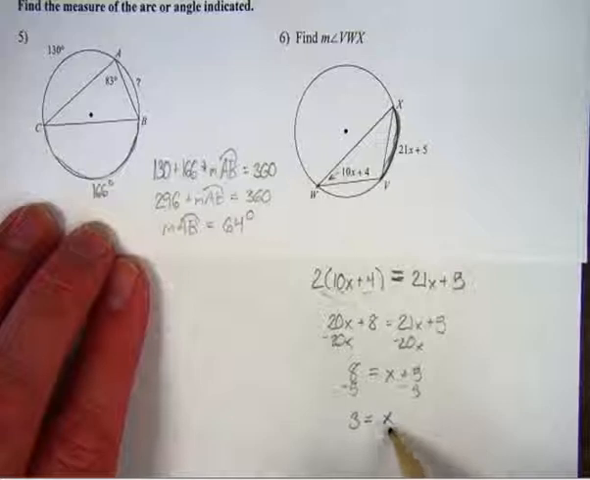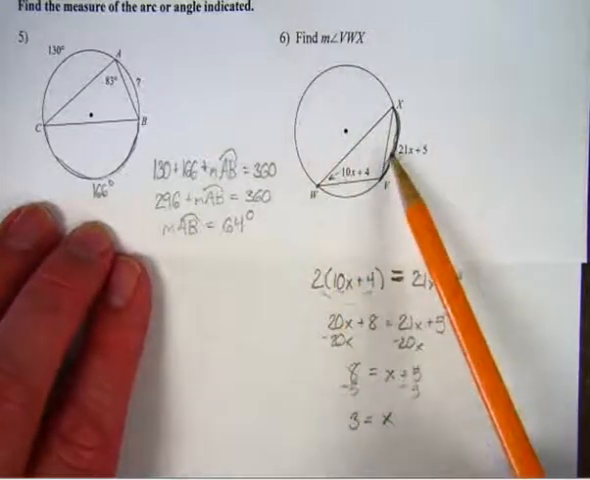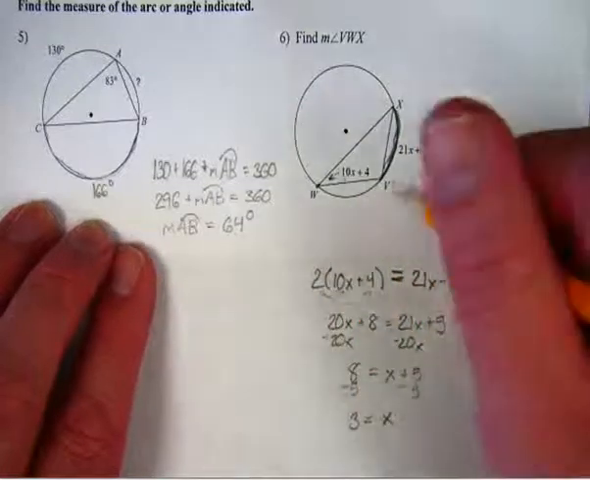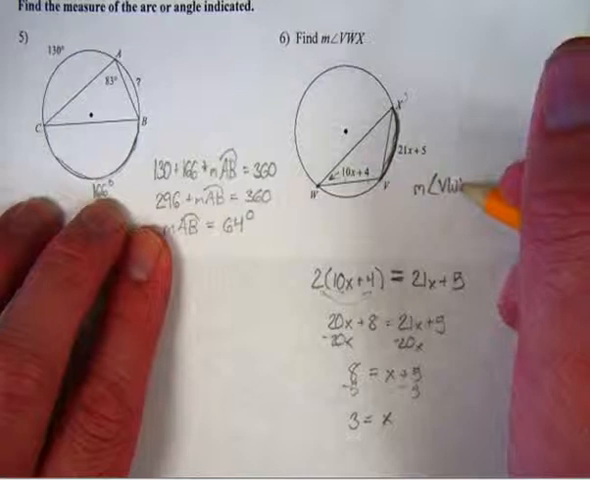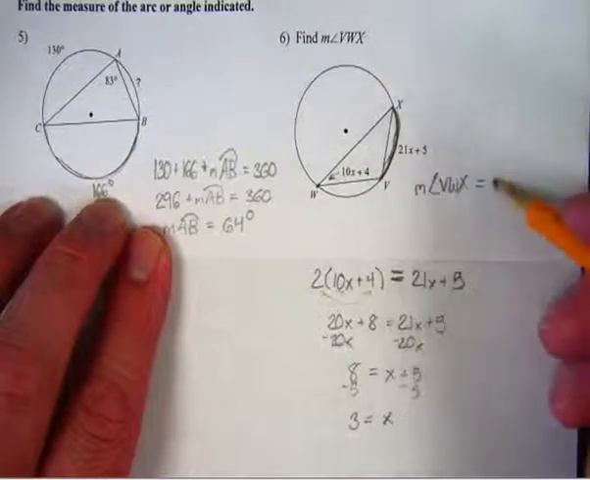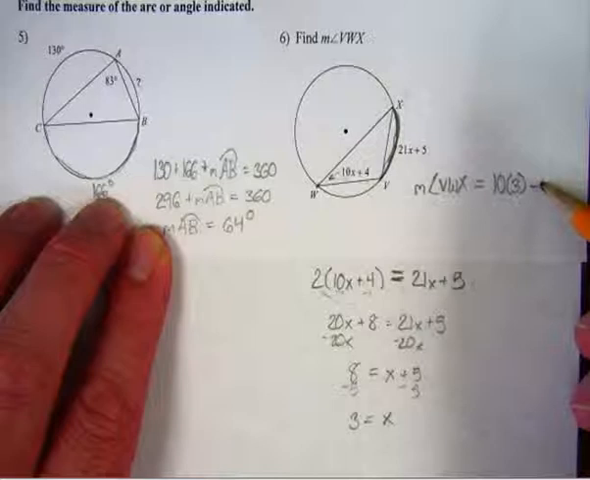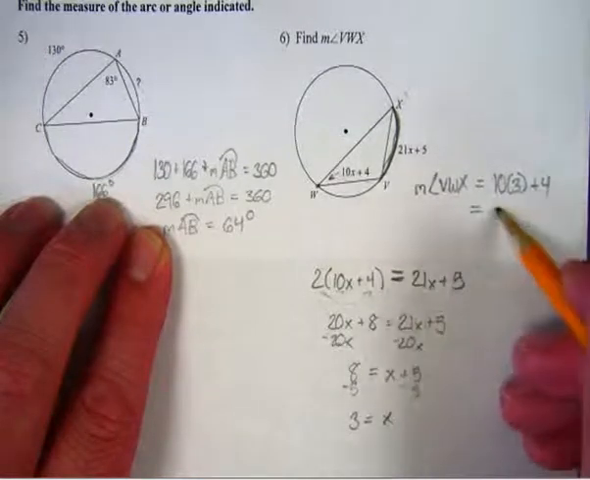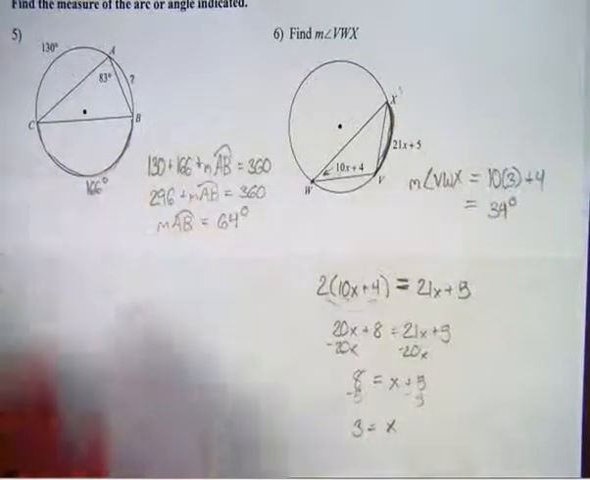So now I've found what x is, but note the problem asks for the measure of angle VWX. So I have to go back and find that. So the measure of angle VWX is equal to 10 times x, but now we know what x is, plus 4. So that would be 30 plus 4, so the measure of that angle would be 34 degrees.